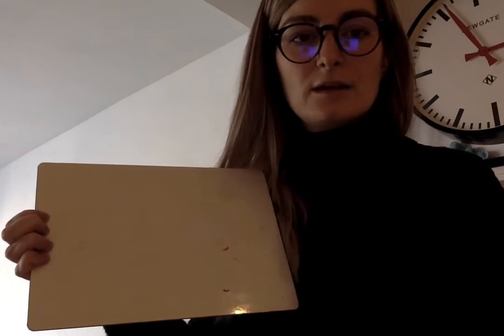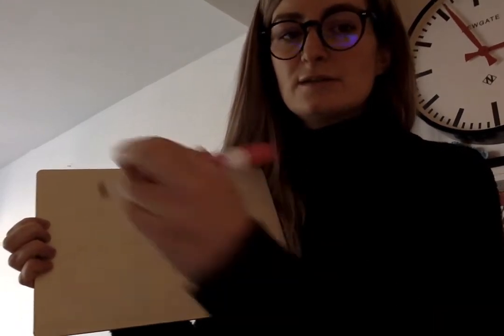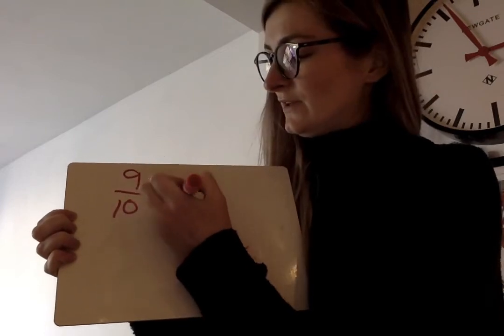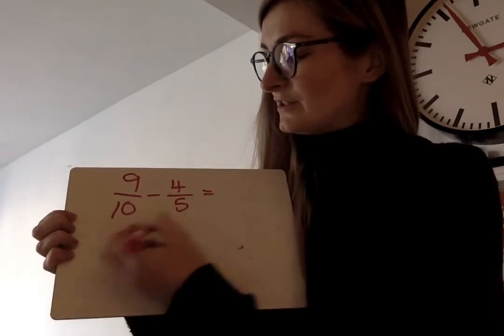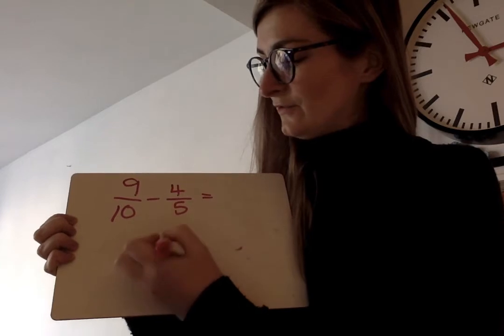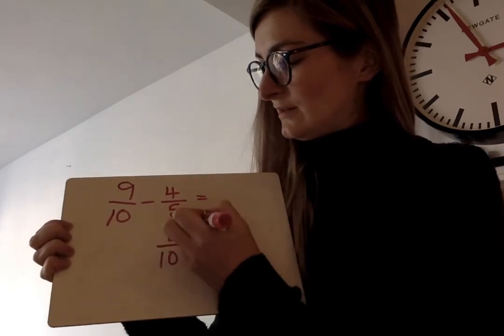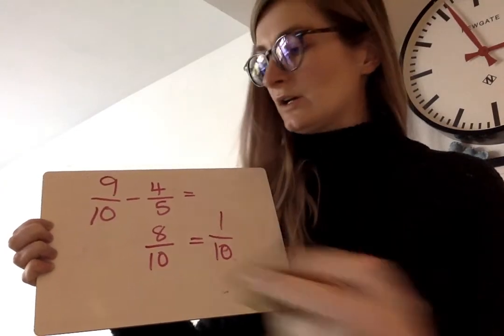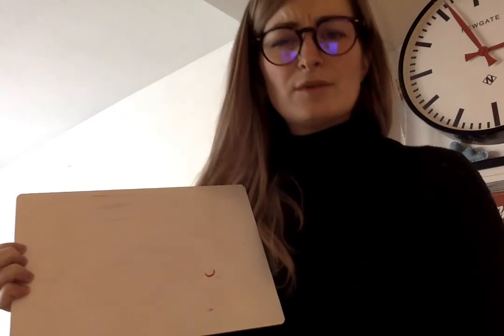Next, which one did I just do? 9/10 subtract 4/5. Lowest common denominator is tenths. 4/5 is 8/10. 9 take away 8 is 1/10. We can't simplify if the numerator is a 1 because it's a prime number. It was one of those questionable prime numbers, wasn't it?